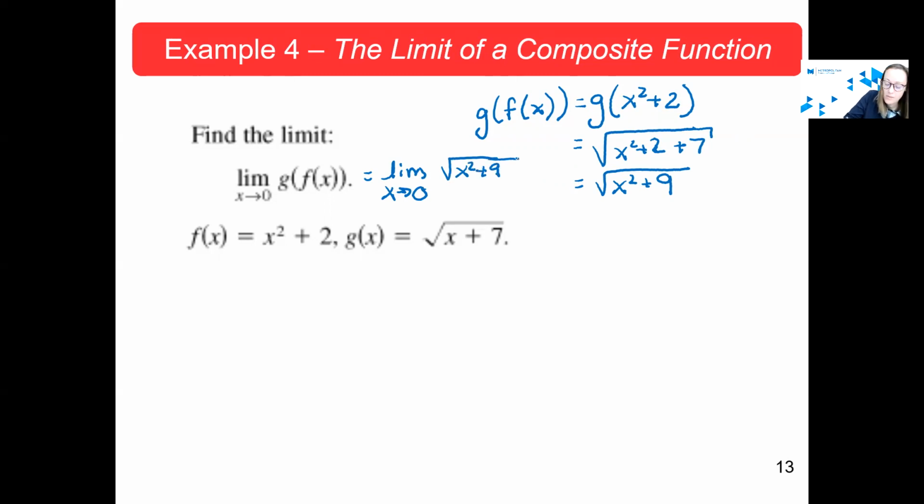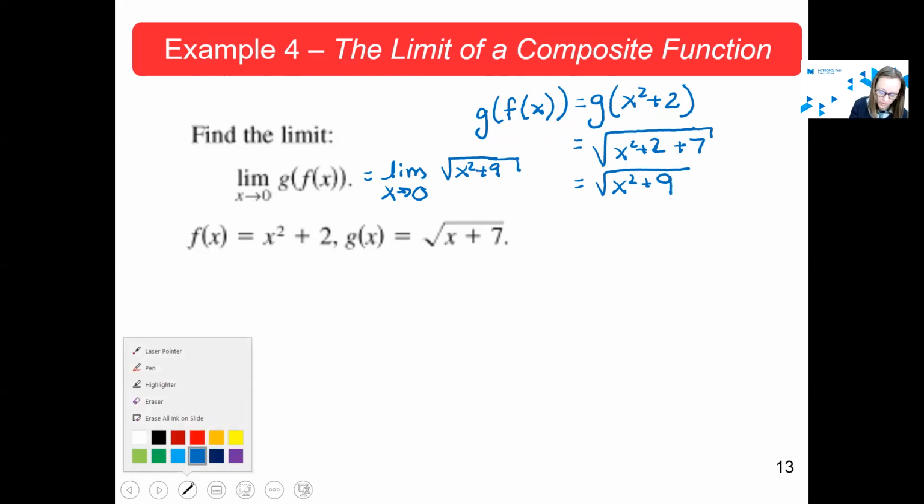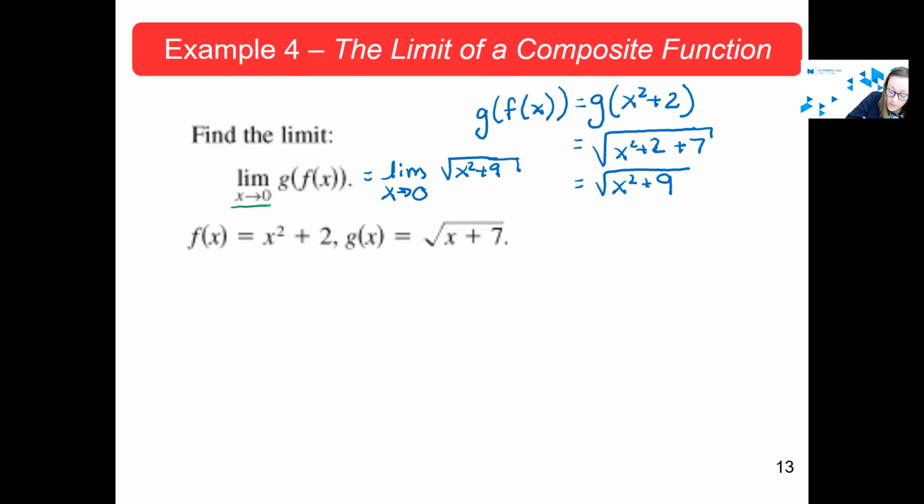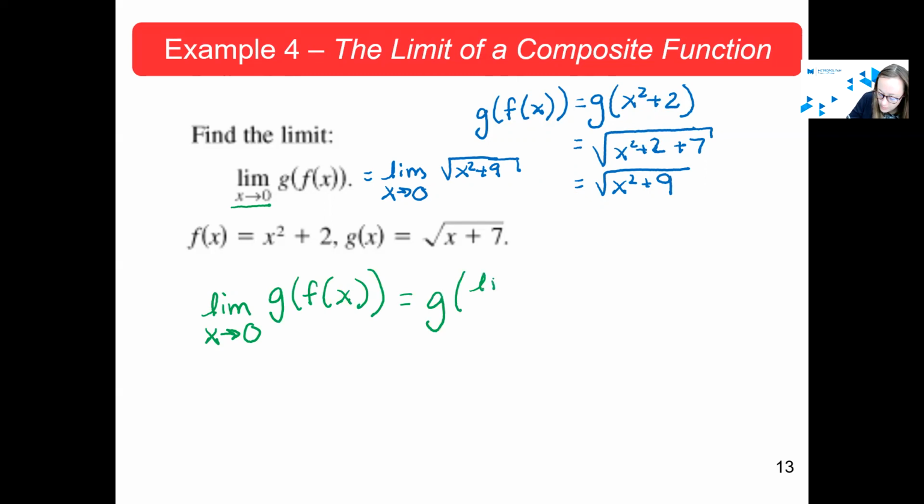If we didn't want to find that function, and it kind of depends on, are we evaluating this limit at various values of c, or do we have only one value of c that we're considering? If we have only one value of c that we're considering, as we do in this case, it's probably best just to use that property of limits. That property of limits that we had on the previous page said the limit as x goes to 0 of g of f of x is equal to g of the limit as x goes to 0 of f of x.